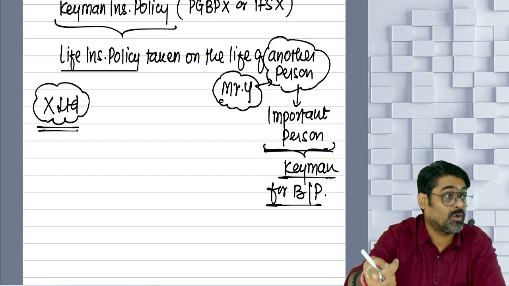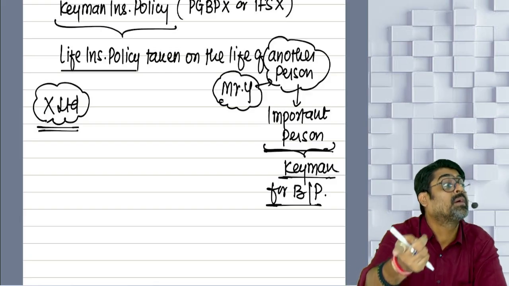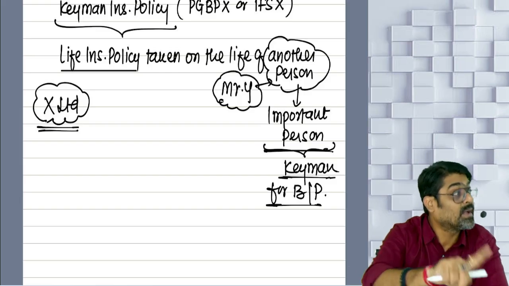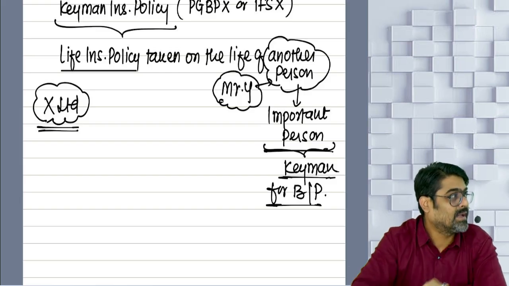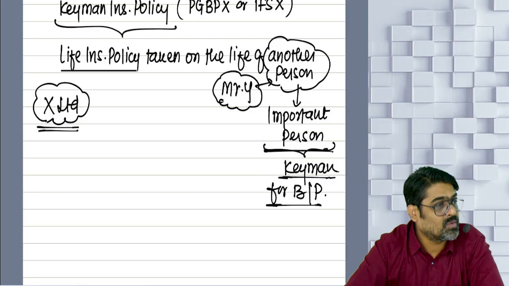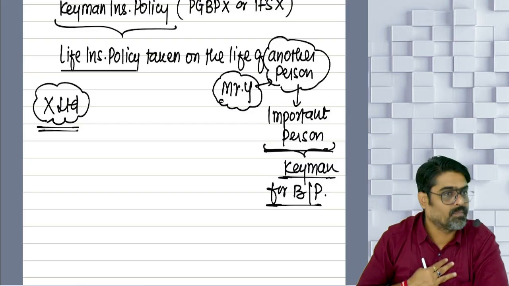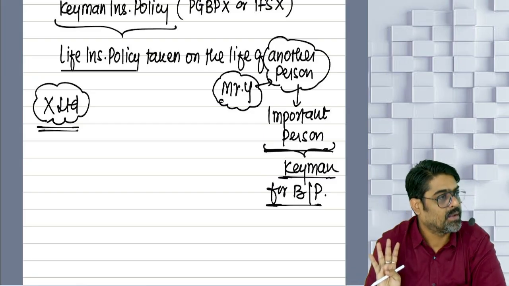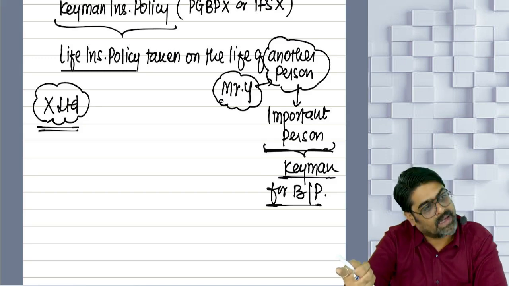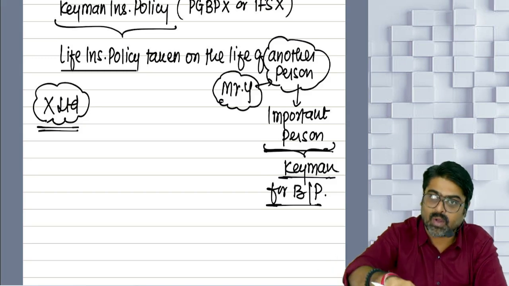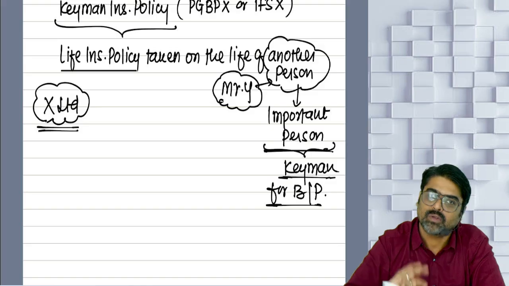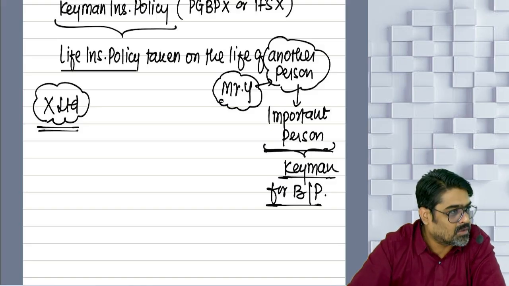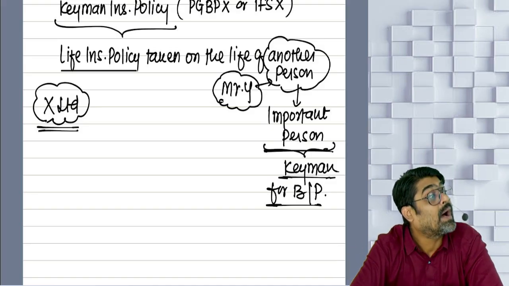If it would have been received by him as an employee, then it would have been salary. But is he receiving that amount? Am I receiving the amount? No. So cannot be PGBP. Is he receiving the amount? Yes. But is he receiving as an employee? No. So that amount cannot be salary also. That amount will be IFOS.